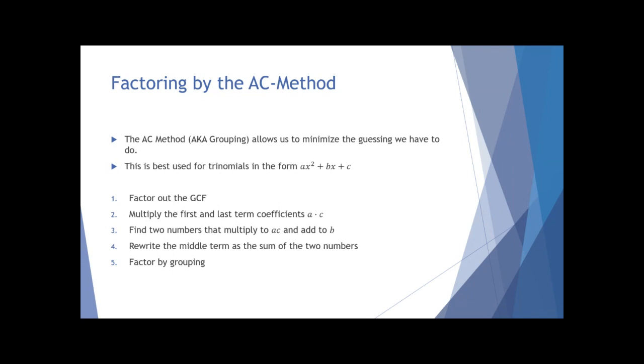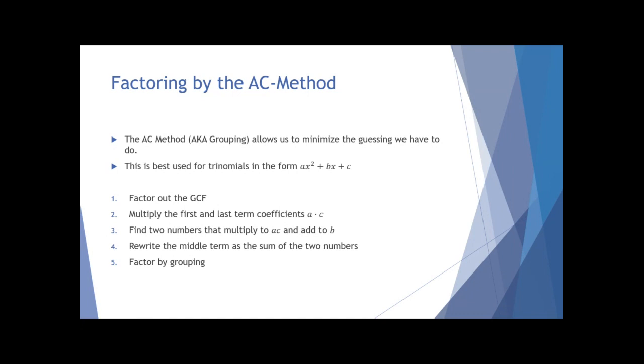It's not the same amount of guessing that we just had to do. There are some where you do have to do quite a few, but it's not as bad. And so you can use this method even if it's an x squared and there's not a number in front, but it's best used if there's a coefficient in front of your x squared. So the first step for everything is always to factor out the greatest common factor.